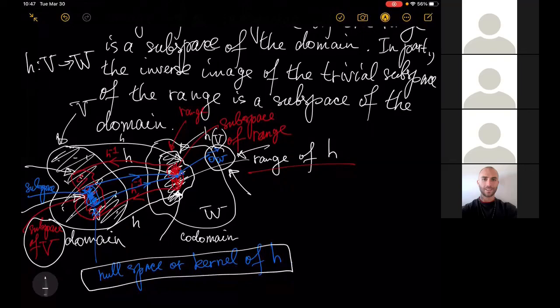So is it clear or not? I will prove this lemma in the next lecture, but is it clear what I'm trying to tell? Yeah, that makes sense. Okay, perfect.